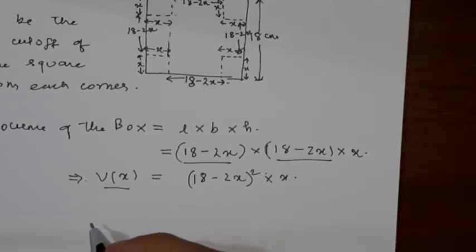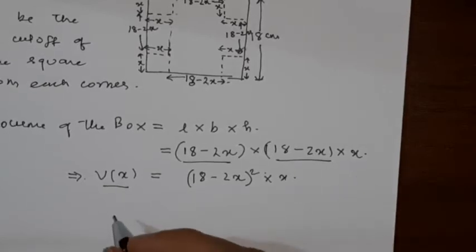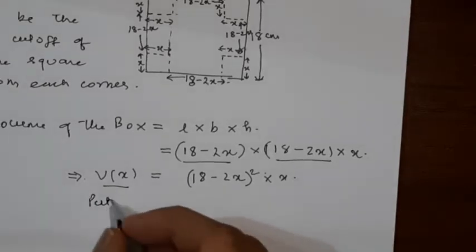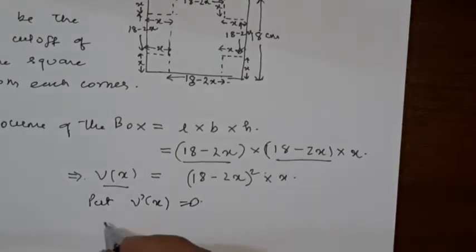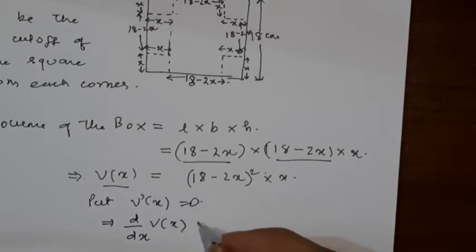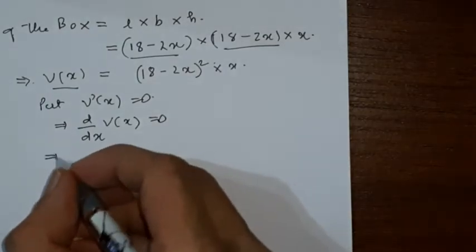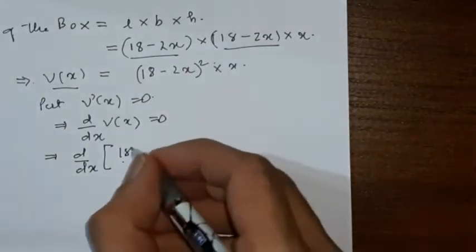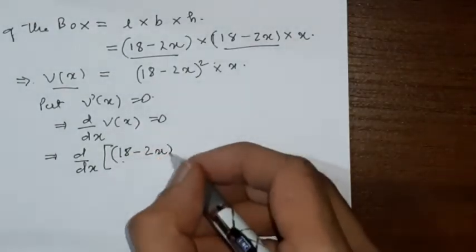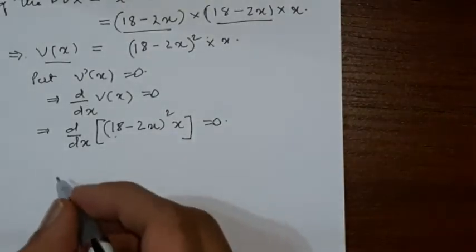So for that, the method which you follow for finding the maximum is to put V prime of x equal to 0. That means d by dx of V of x is equal to 0. So d by dx of 18 minus 2x the whole square times x equals 0.